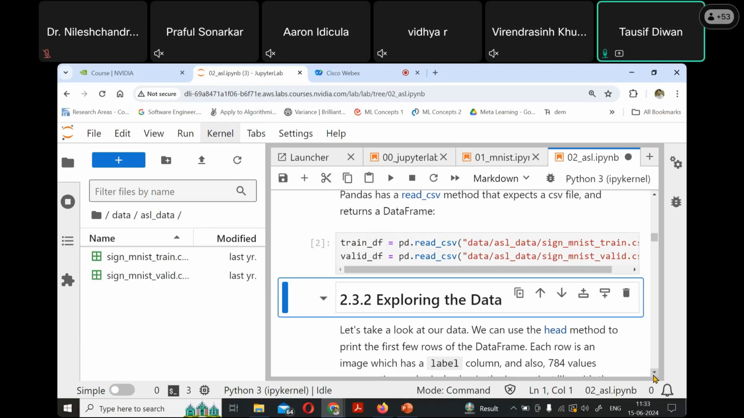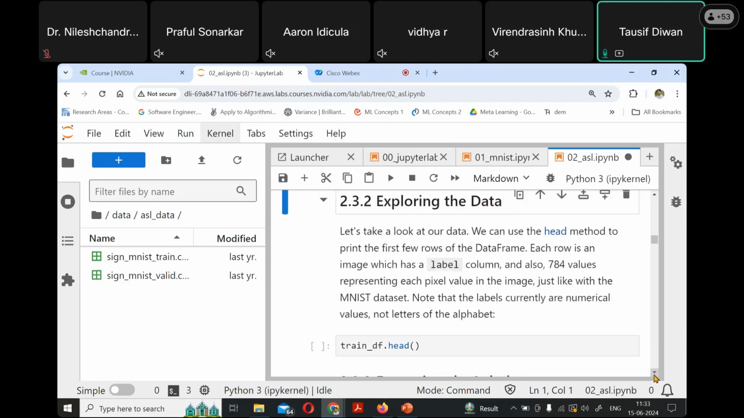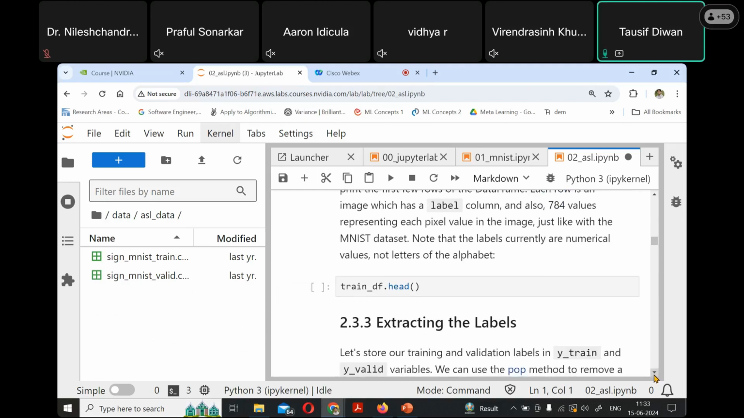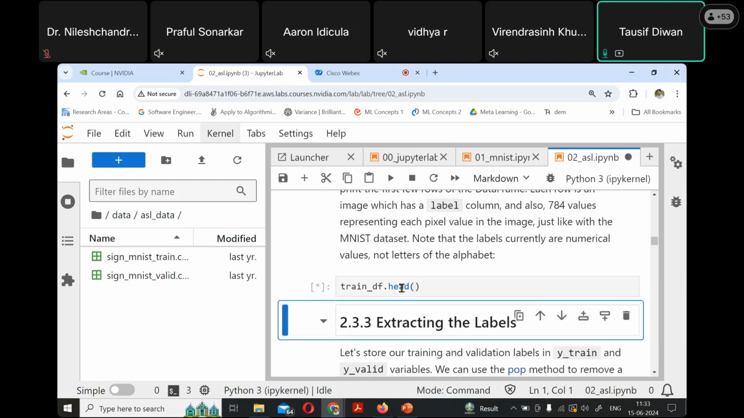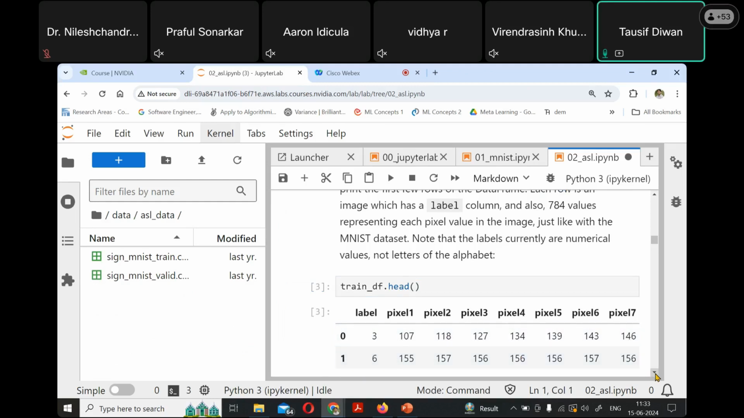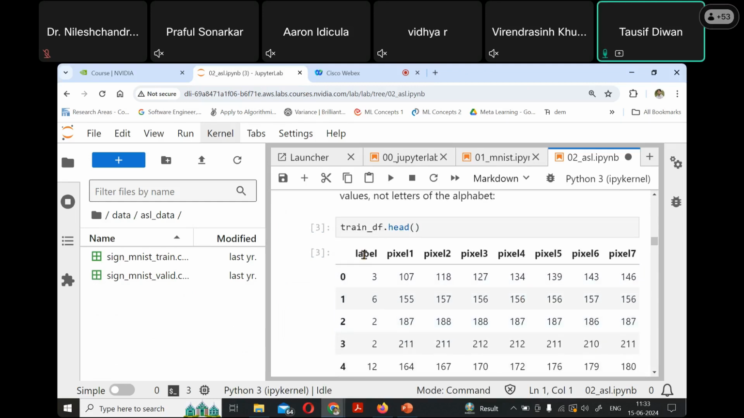So we do not know which type of data this is, what the characteristics of the data are, and what the shape of the data is. So for that, we can print some of the initial rows of the train df. We have one function, dot head. So we will just print train df dot head. Here we can observe this type of data is available. First the label is there, and then all the values are there.